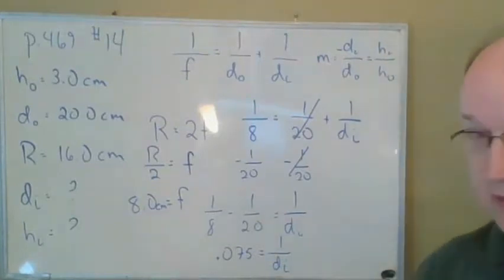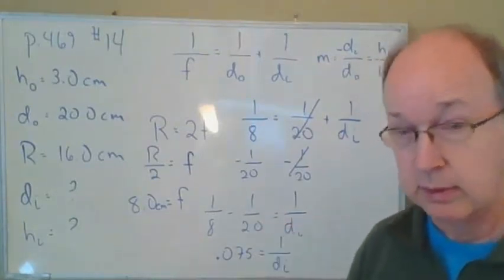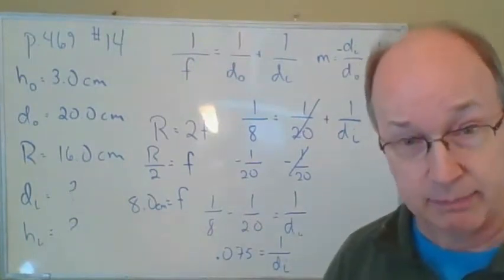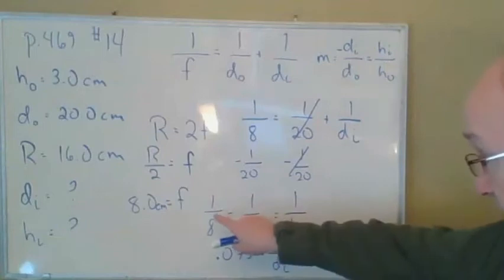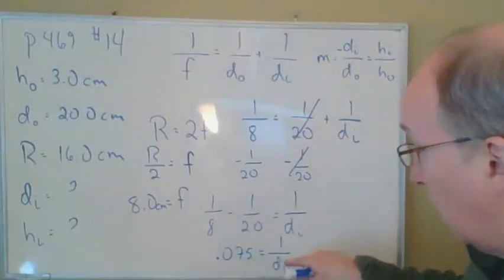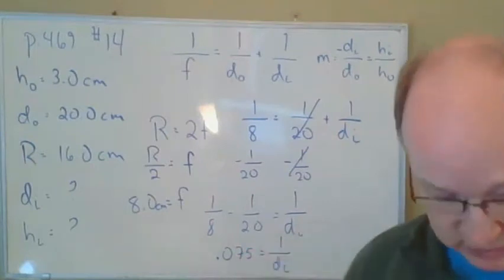0.075 equals 1 over di. Now that is not my answer. That's 1 divided by di. I need to find di. What I know from doing this fraction, division problem, and then subtraction is that 1 divided by di equals 0.075.